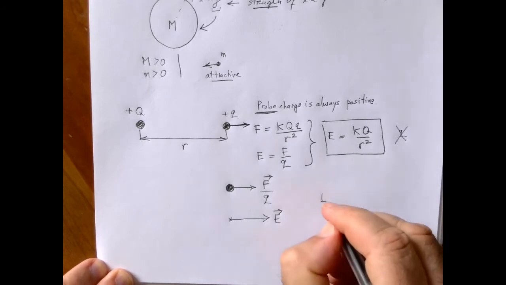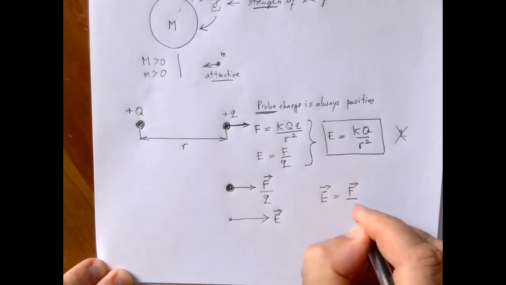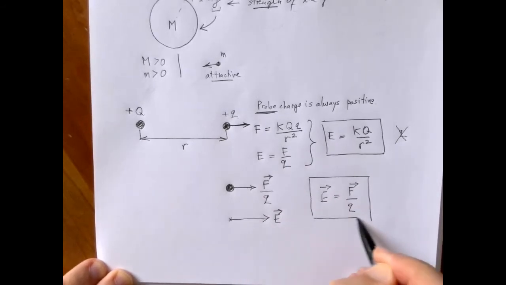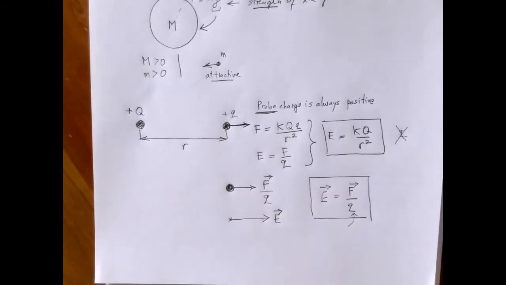So I can say, in general, the electric field is equal to the force divided by the charge upon which it acts. Notice here I'm using the little q because this is the probe charge. I'm not talking about uppercase Q. Uppercase Q is the charge that produces this field. But in order to have a force, I must have a probe charge.